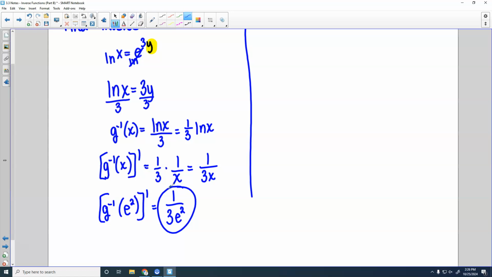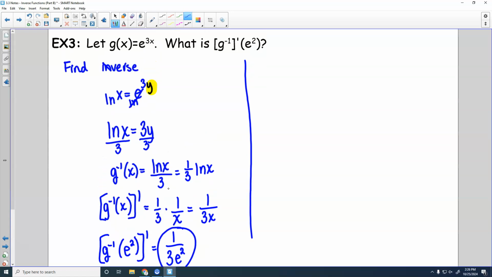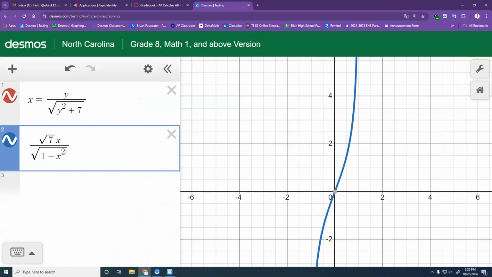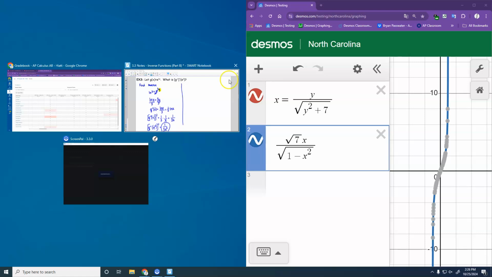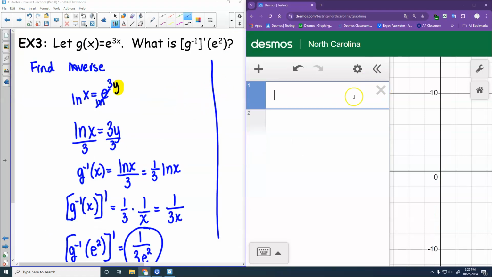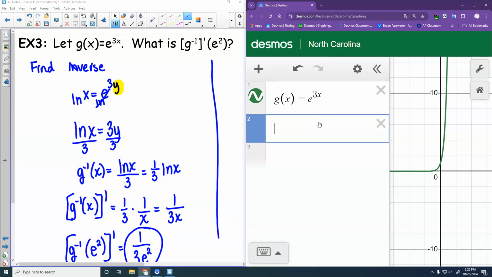Okay, so this might even be the easiest way to approach it on this particular problem. But let's try to think of it like we just did with our graphs. I'm going to graph this on Desmos so we can think about what it looks like. So I've got g of x equals e to the 3x. And the cool thing about Desmos is if you want to graph the inverse, you can find the inverse, but we're trying to do this without finding the inverse.